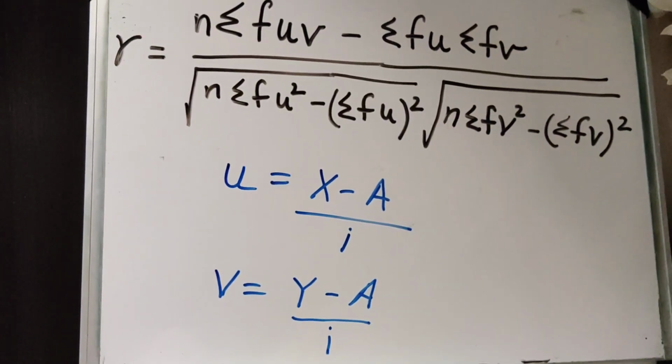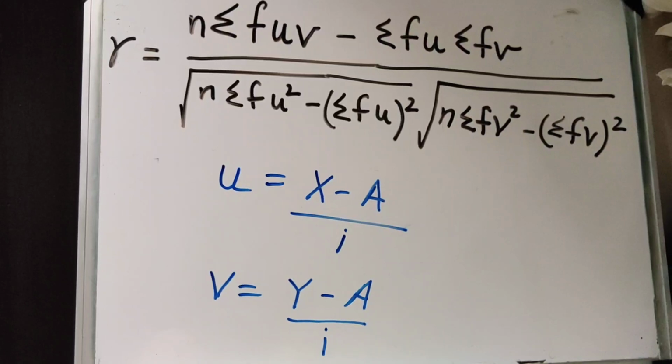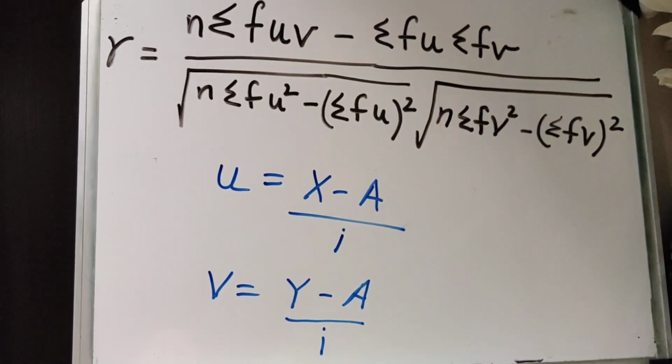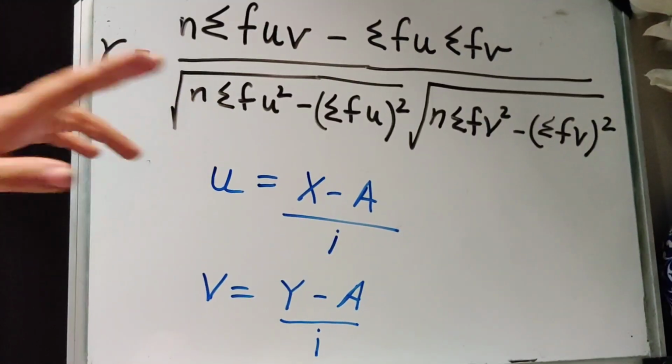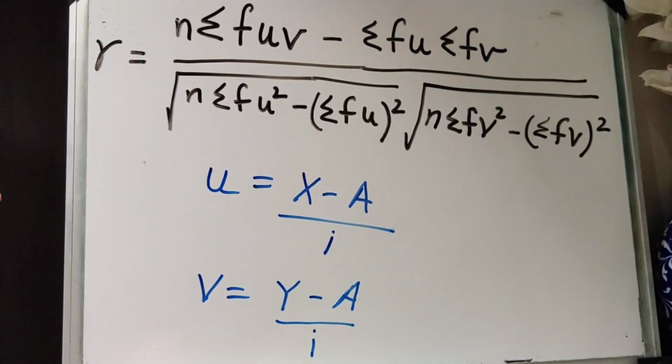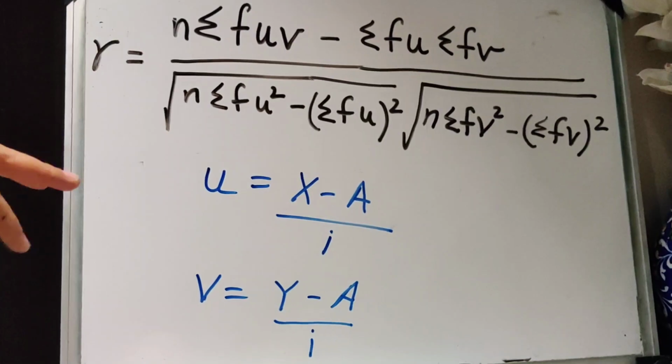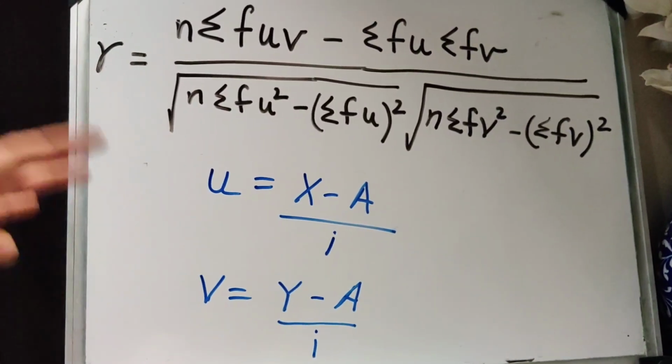After finding M, the next step is to find U. So in order to find U, we have to take X minus A, that is the assumed mean, divided by the common factor, that is I. Likewise, to find V, we have to take Y minus assumed mean and again the common factor.